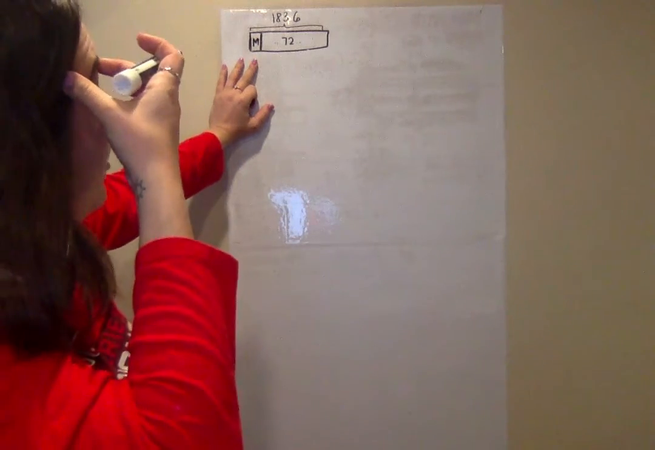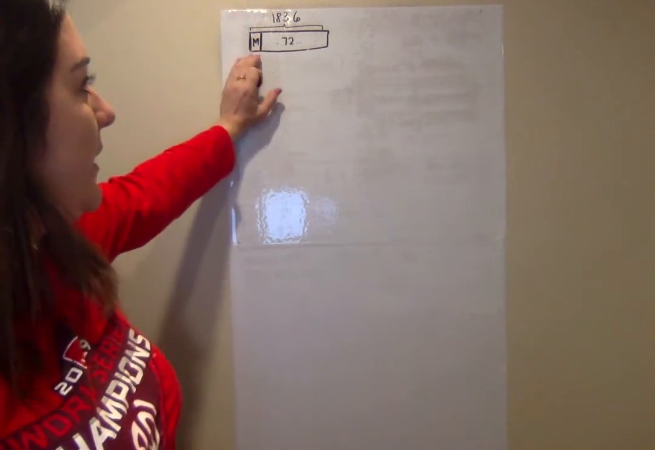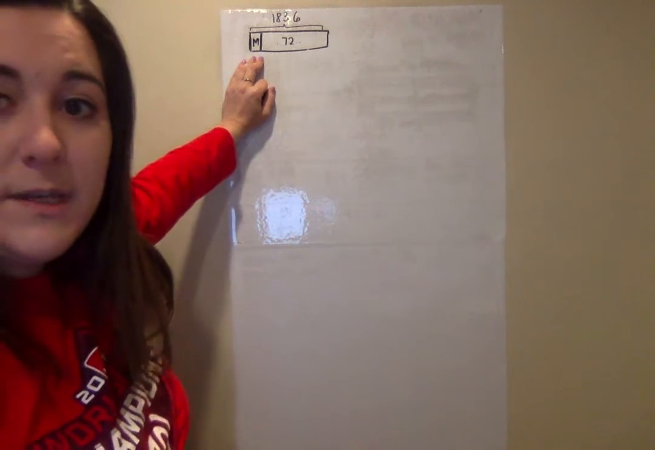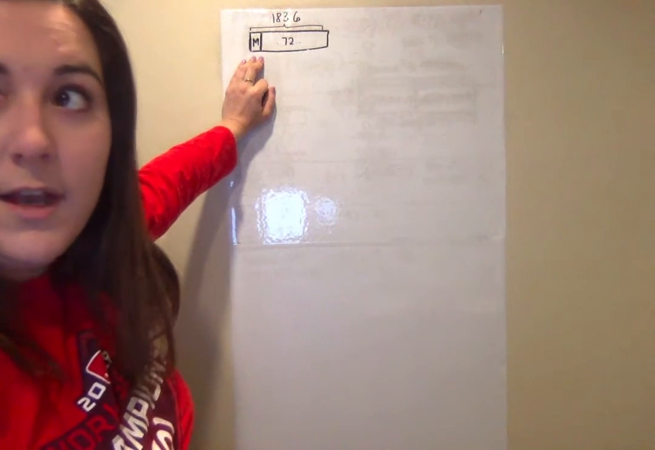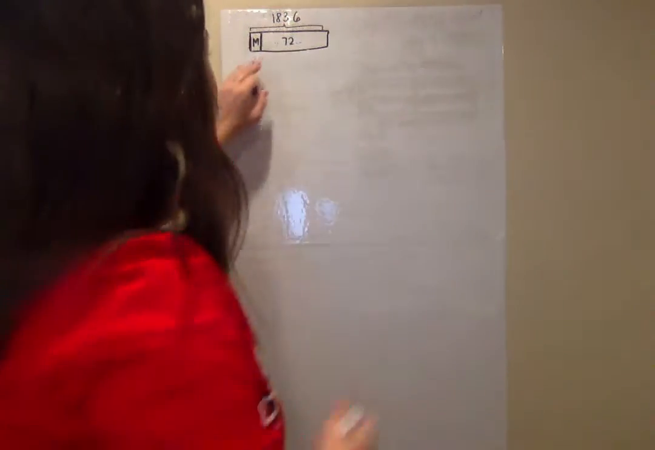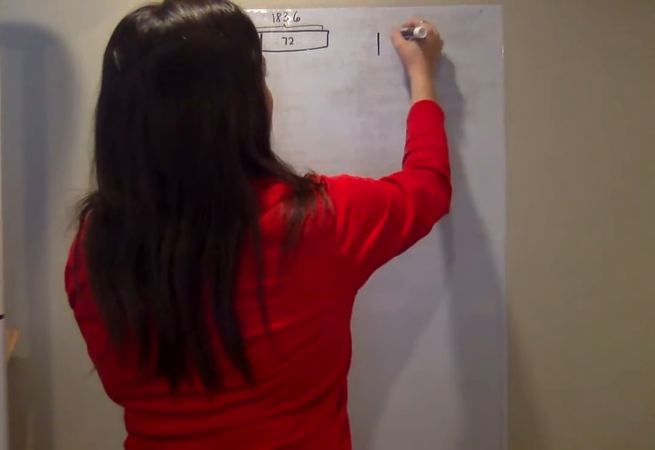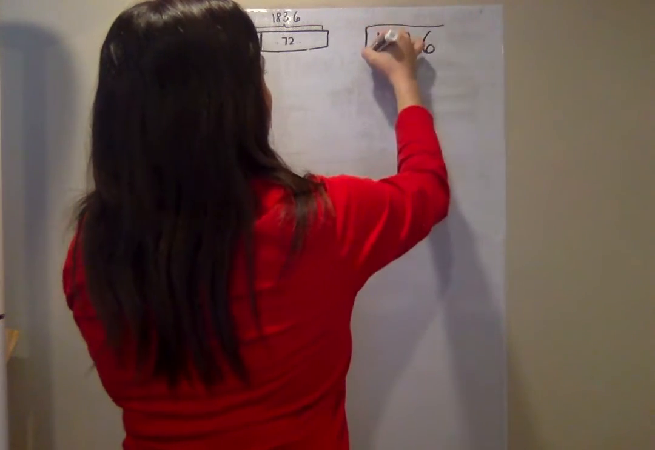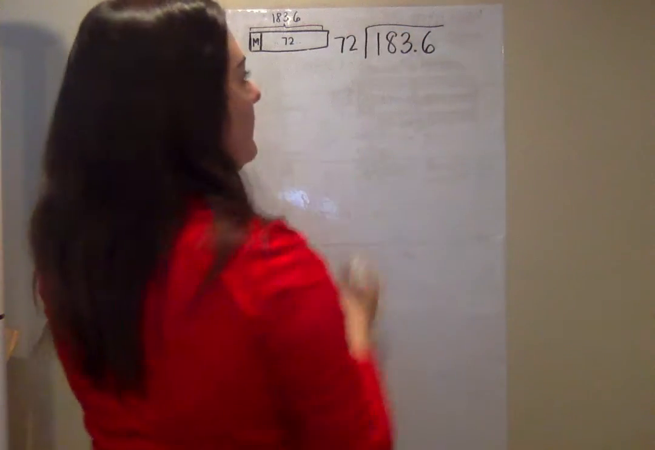So if I have my whole and I have a part here and I'm trying to find the size of each group, I'm going to divide. All right, so I'm going to set up this division using the standard algorithm. So I'm going to say 183 6/10 divided by 72.